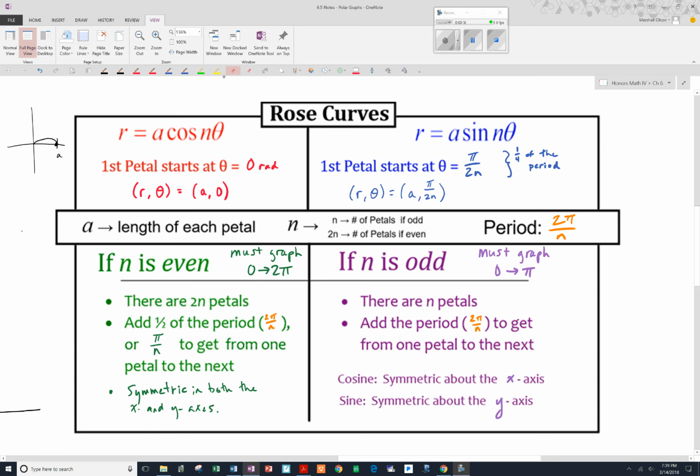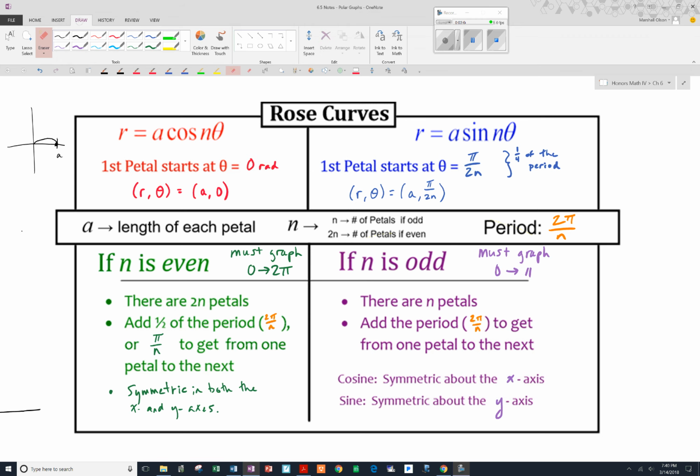And then we have some things here that are universal. n tells us the number of petals. It's the same if it's odd, double if it's even. The period is 2 pi over n, just like 2 pi over b for both of these. And then we talked about this in the last video, because we did some odd graphs, that you have to graph values from 0 to pi if you're making a reference graph, okay? But the other thing that we're going to be talking about here is the fact that, well, it's the top of my pi there. Happy Pi Day, by the way.